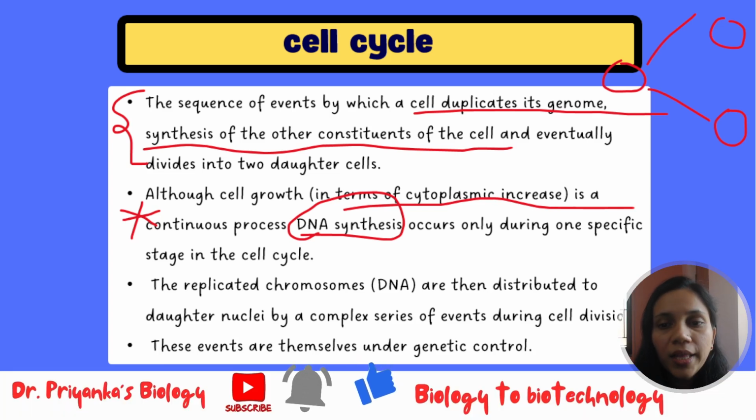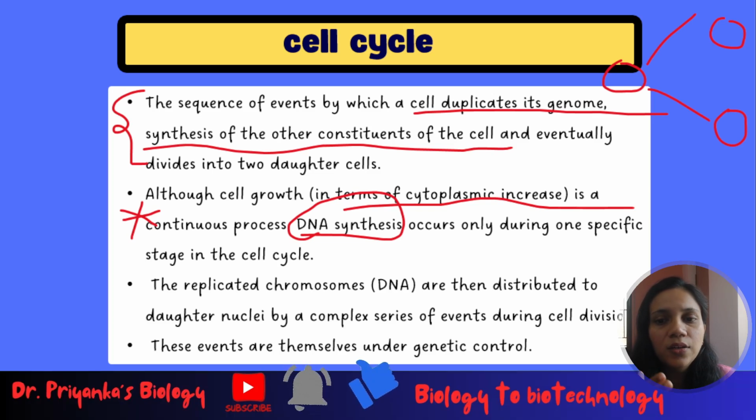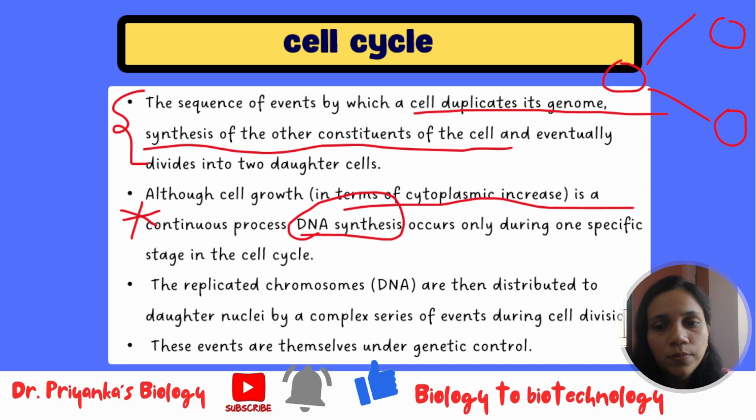Next, the replicated chromosomes are again distributed to the daughter nuclei in very complex events. All these events are again going to be under strict, stringent genetic control. Now let us see.